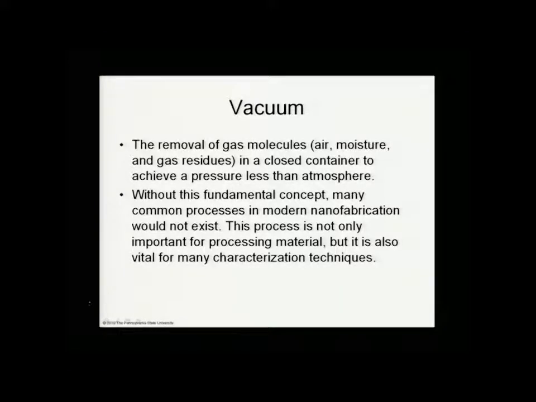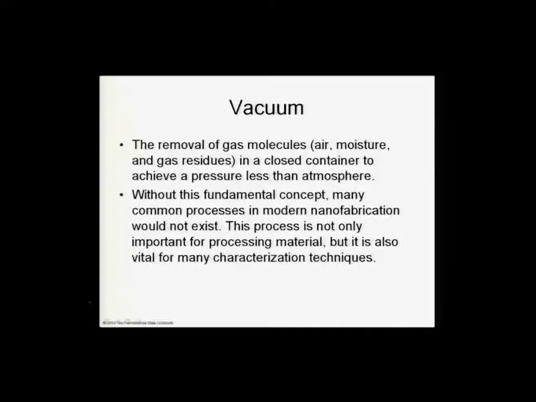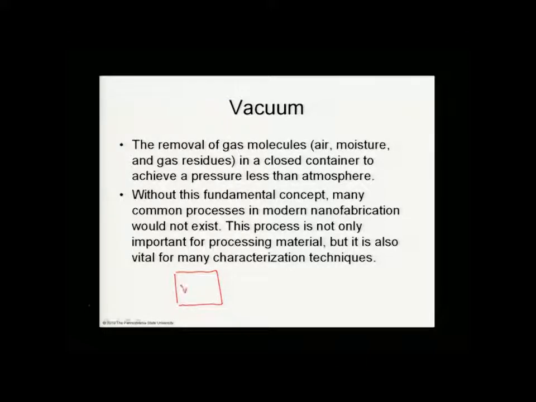Vacuum-based processing in a chamber is very important to control processes, to control contamination, but as we have also seen, it's very important for many characterization techniques. Now, we're going to talk about taking a chamber and establishing a vacuum inside here.